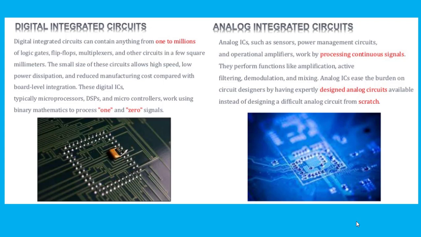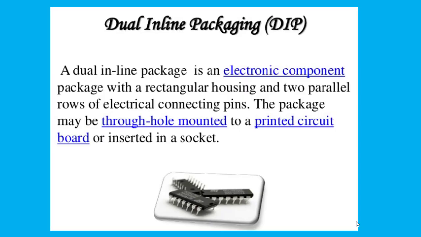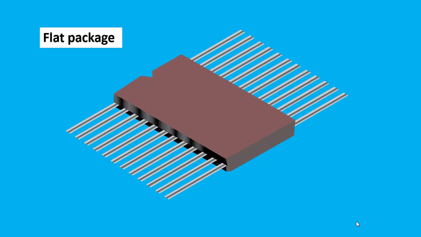Digital ICs are a collection of resistors, diodes, and transistors fabricated on a single chip. The chip is enclosed in a protective plastic or ceramic package from which pins extend for connecting ICs to other devices. There are two main types of packages, dual inline package, DIP, and the flat package.